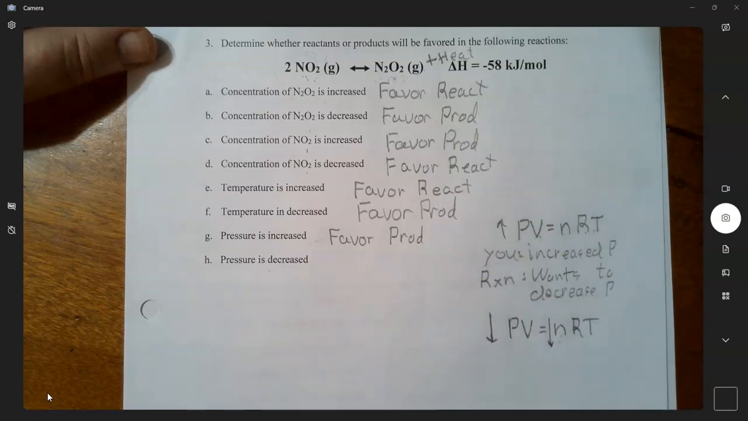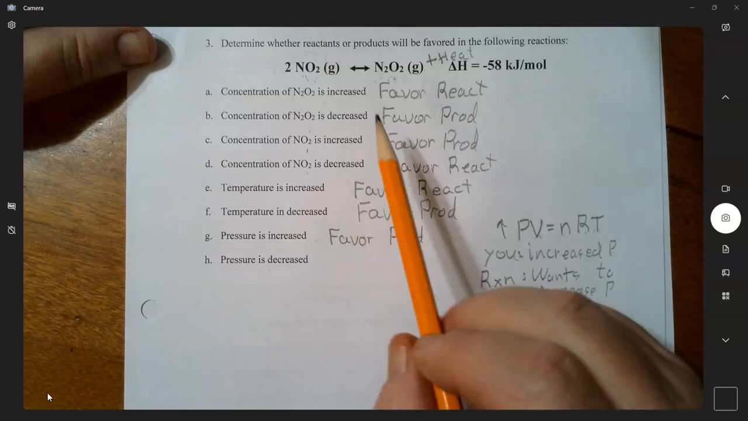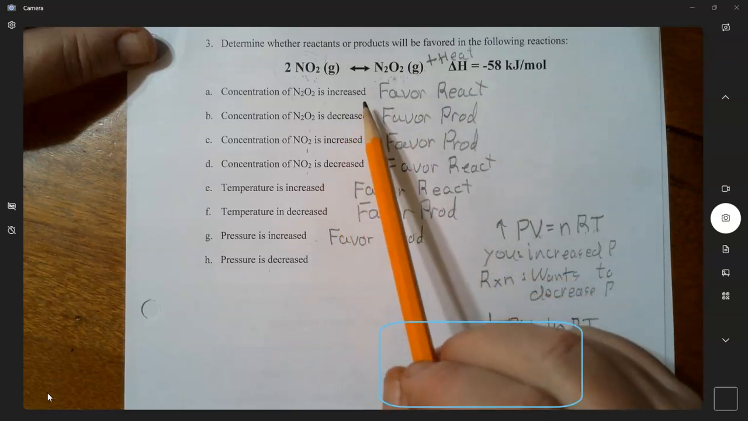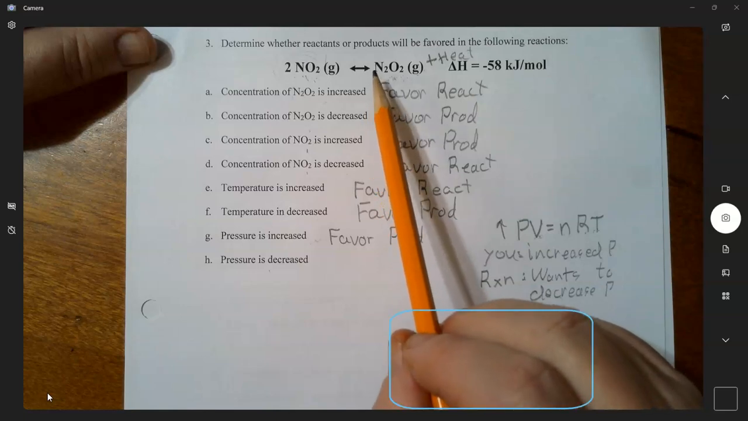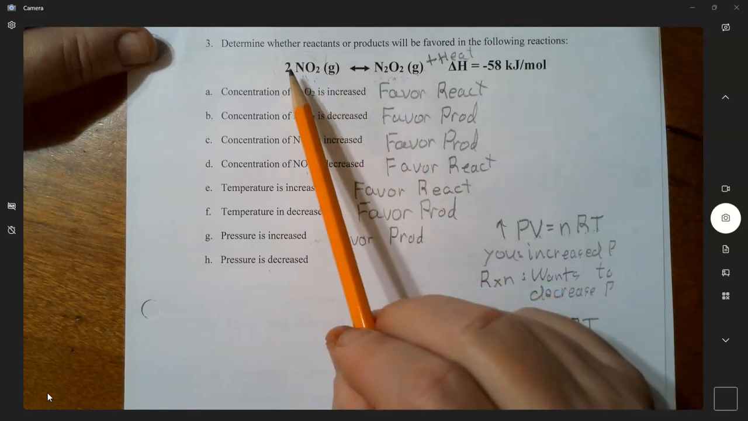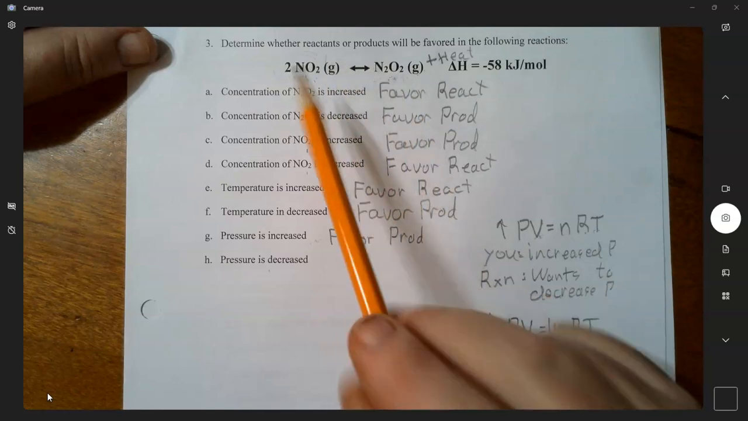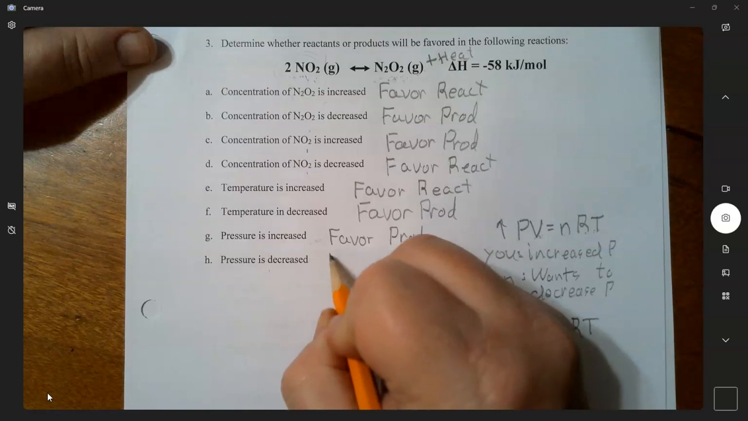Okay, pressure is decreased. All right, so PV equals nRT. You decrease the pressure. The reaction says, I don't want my pressure decreased. I want to go back up to my old pressure. So it wants to go to the side with more moles. So it'll move from this side toward this side. So that's going to favor reactants.